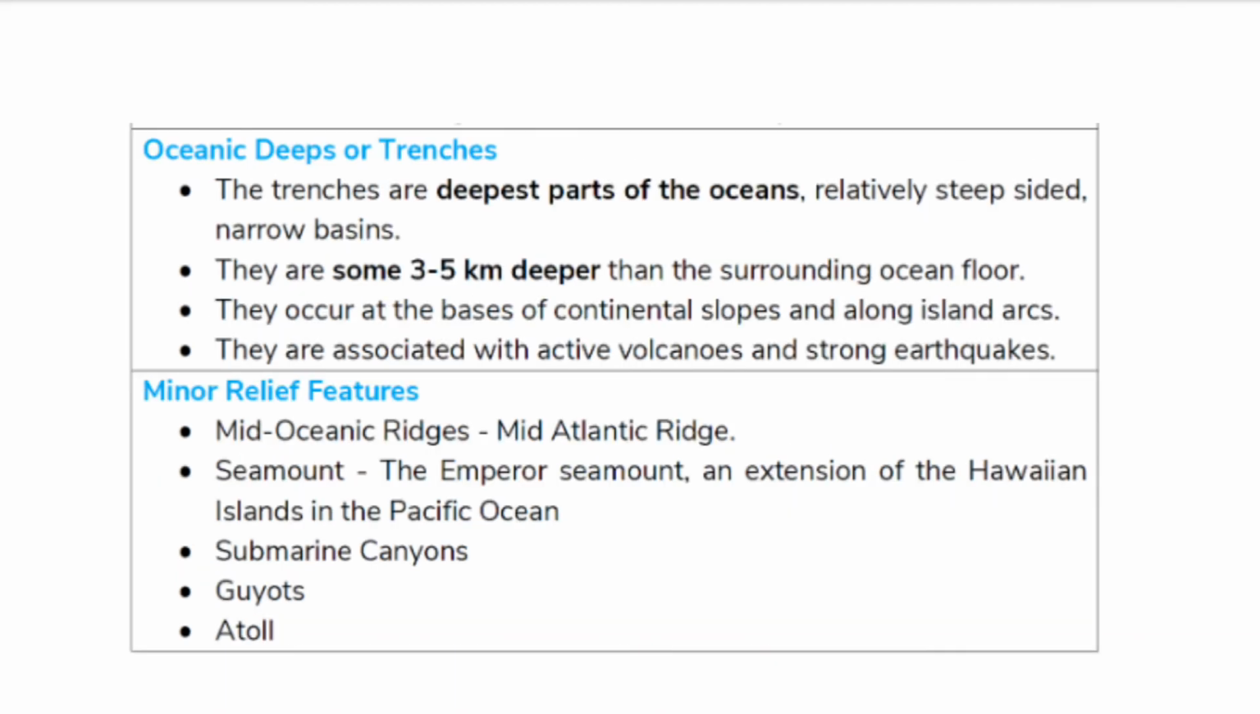Ocean deeps or trenches. The trenches are deepest parts of the oceans, relatively steep-sided, narrow basins. They are some 3 to 5 kilometers deeper than the surrounding ocean floor. They occur at the bases of continental slopes and along island arcs. They are associated with active volcanoes and strong earthquakes.